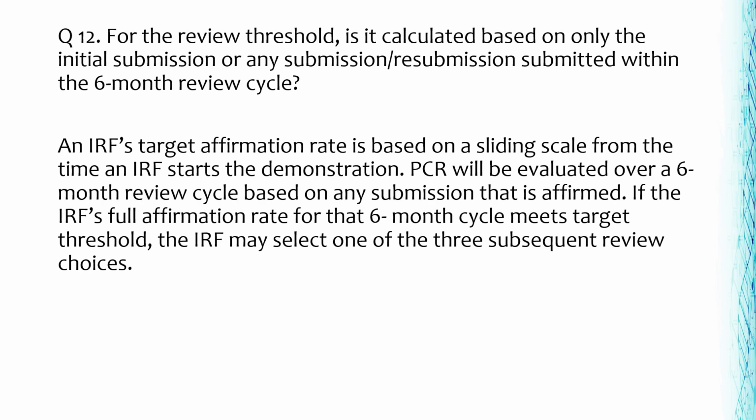For the review threshold, is it calculated based on only the initial submission or any submission/resubmission submitted within the 6-month cycle period? An IRF's target affirmation rate is based on a sliding scale from the time an IRF starts the demonstration. Pre-claim review or PCR will be evaluated over a 6-month review cycle based on any submission that is affirmed. If the IRF's full affirmation rate for the 6-month cycle meets target threshold, the IRF may select one of the 3 subsequent review choices.